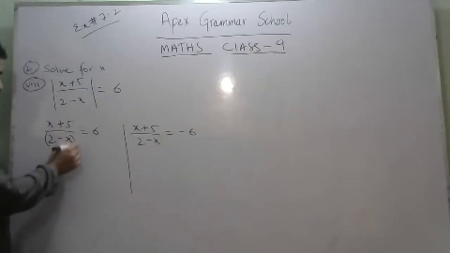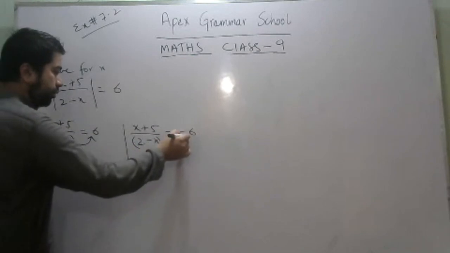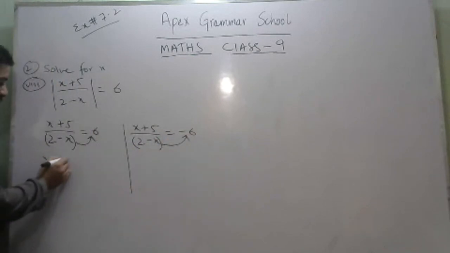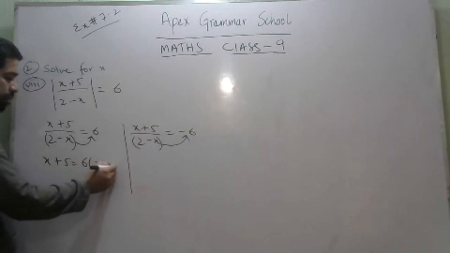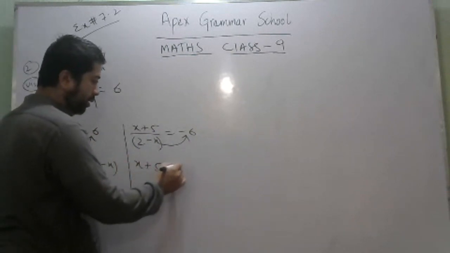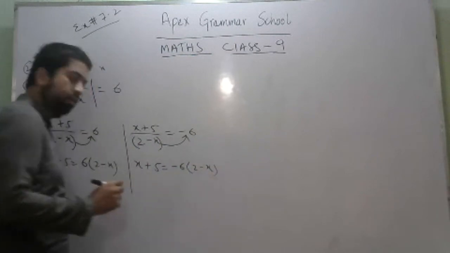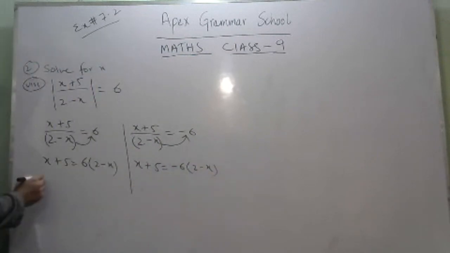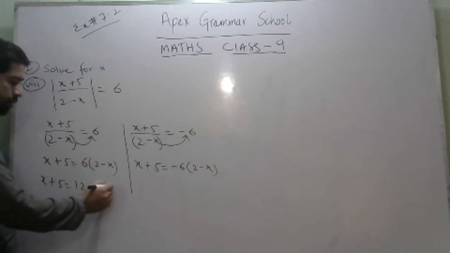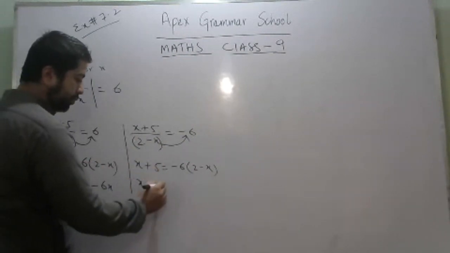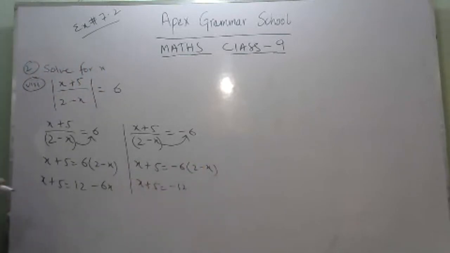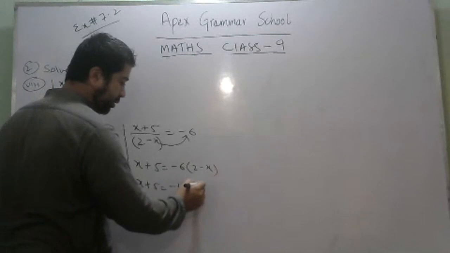Now multiply it. 2 minus x with the right hand side, x plus 5 is equal to 6 multiplied by 2 minus x. And also for this, 2 minus x. Now multiply inside. 6 2s are 12 minus 6x. And again, minus 6 2s are 12. Minus 6 multiplied by minus x, answer is plus 6x.